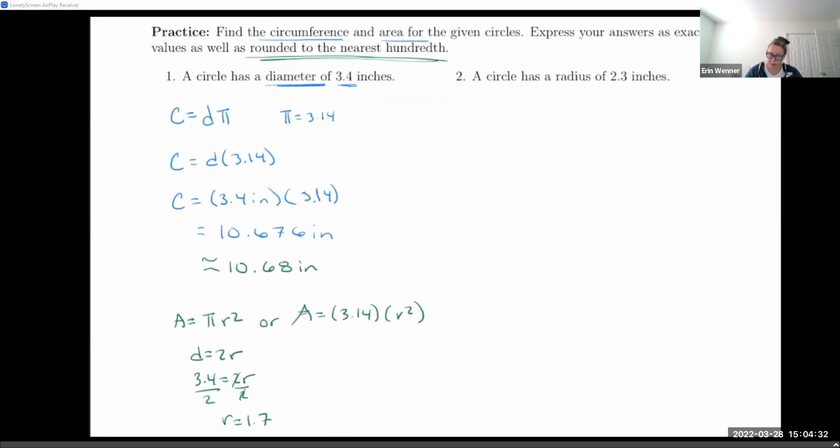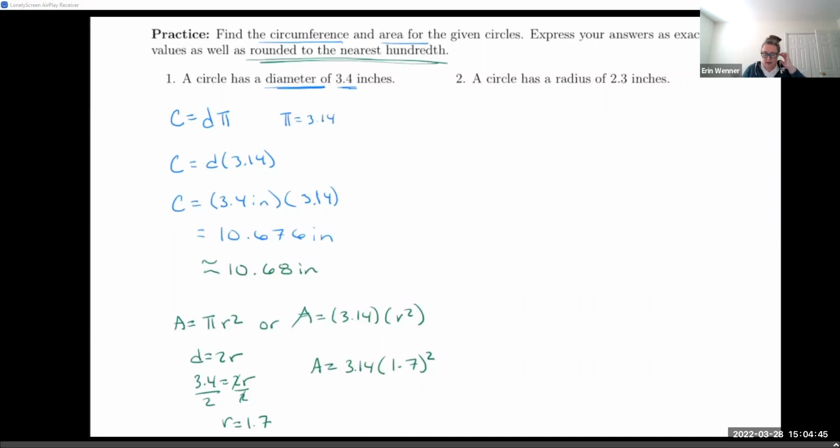So we're going to go up to our formula. We've got the area is equal to 3.14 times the radius squared. And remember, squaring is multiplying it by itself, not multiplying it by 2. So go ahead and finish that. Round your answer to the nearest hundredth like you need to, and then send me your answer in a direct message.